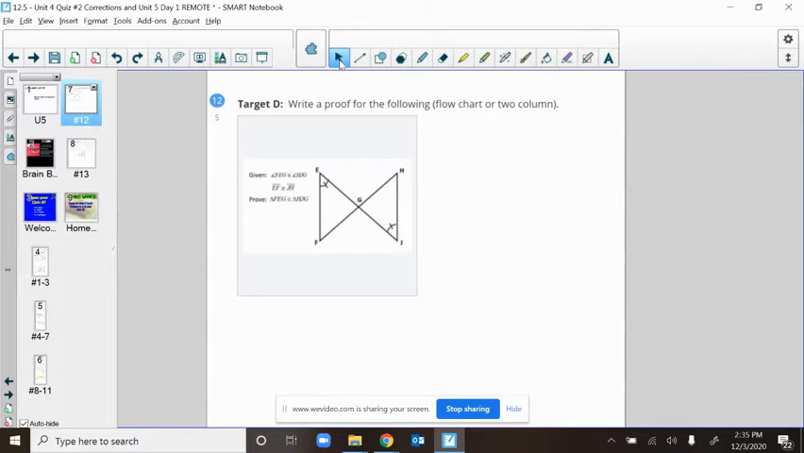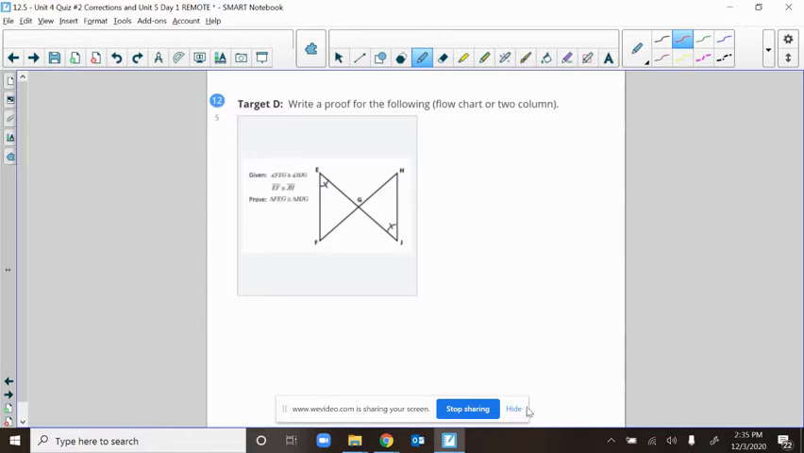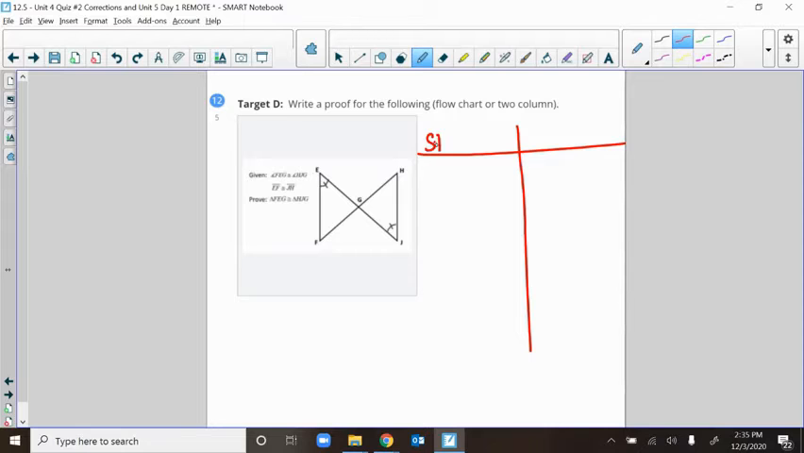This question asks you to write a proof for the following. I'm going to choose to write this as a two-column proof, but you could choose to write it in any other way if you'd like to. Something I want you to notice is that there are two givens in here, which means your proof, when you're writing it, should also have two givens. Make sure you start with the correct format.